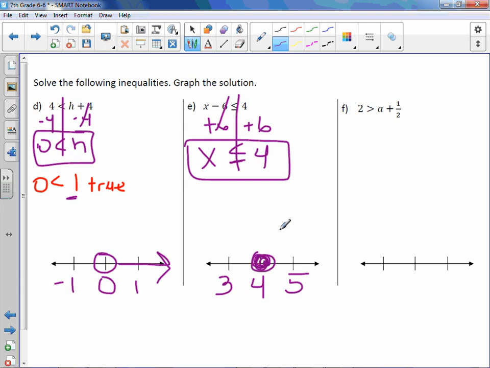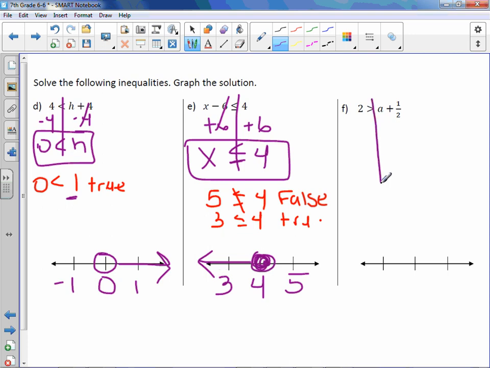Now pick a number. Pick either 3 or 5 and see which way our arrow goes. Let's choose 5. Is 5 less than or equal to 4? No, it is not. That is false. So 5 is not the answer. Let's make sure 3 is. Let's plug in 3. 3 less than or equal to 4. That's a true statement. So the 3 is part of the solution, and I draw my arrow to the left.